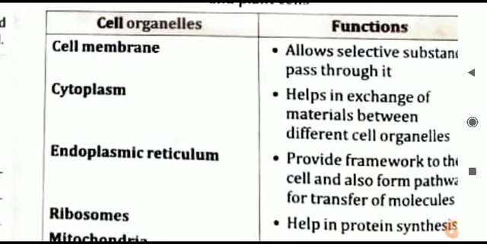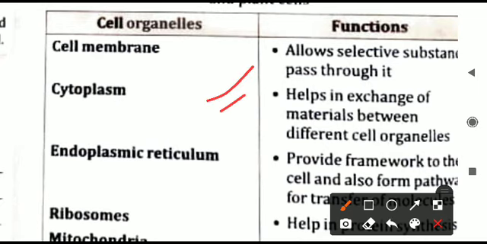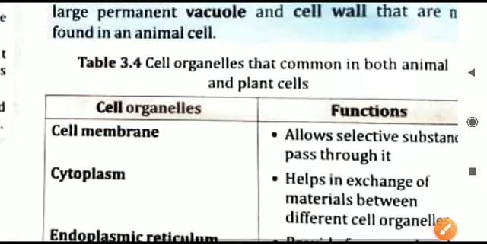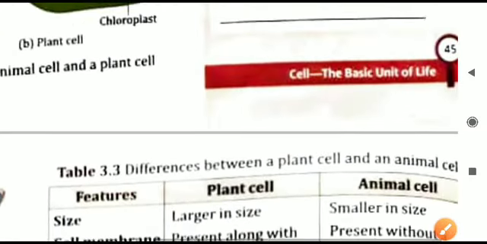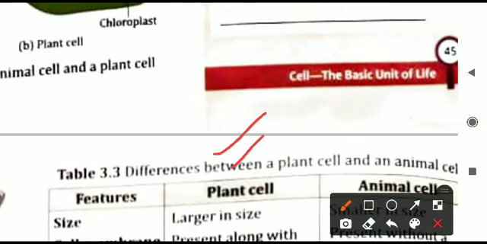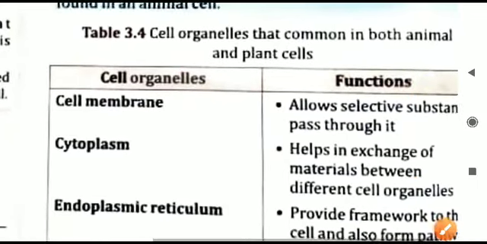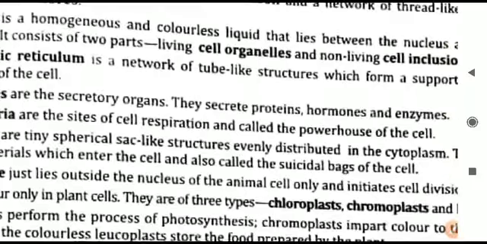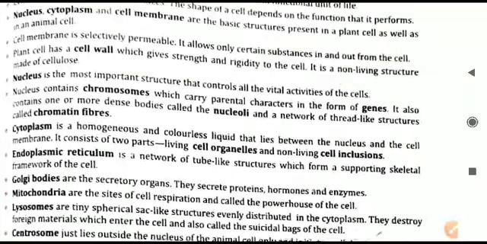You have to learn this very important table. In fact, you should note it down in the class notebook also. Both the tables you can note down. Table number 3.3, that is the differences, as well as table number 3.4, the functions of various cell organelles. So that is all. Here it is the end of the session of this chapter.